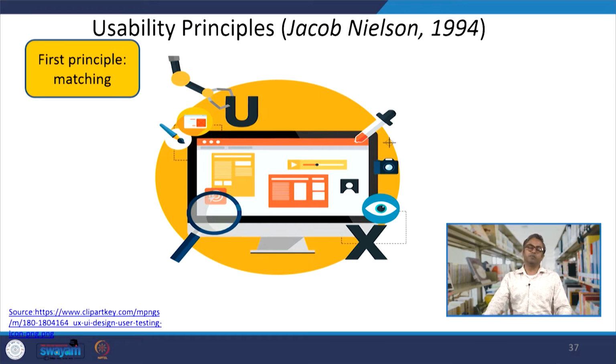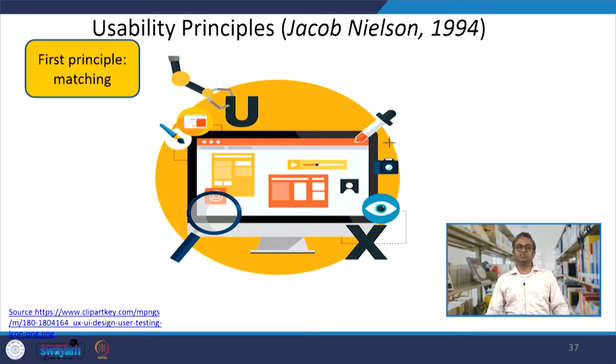Jacob Nielsen proposed these 10 principles in the year 1994. The first principle he proposed is matching. Is there a match between the items, between the graphics? How well are we capable of understanding the similarity?